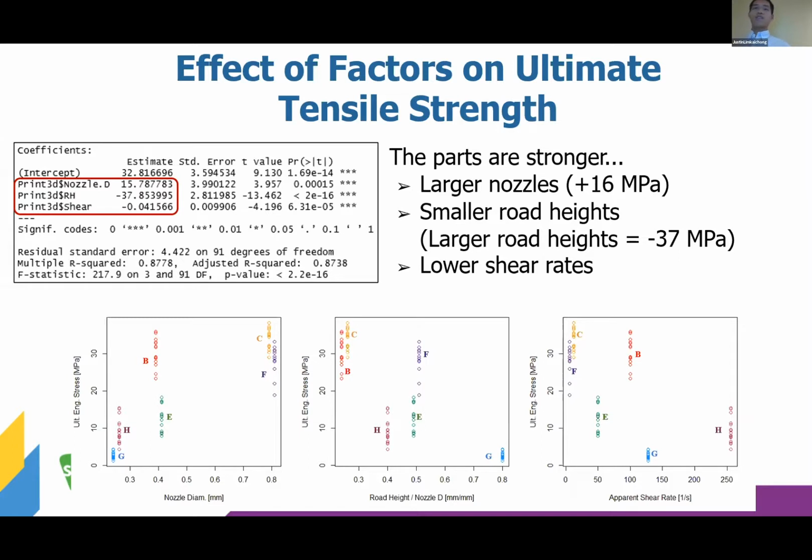Moreover, in terms of printing at a higher road height, you see this large decrease in tensile strength. Again, this can be attributed to poor interlayer adhesion, and basically you'd see that beading effect that you don't really want. In terms of printing faster or slower, or shear rate, it is statistically significant to say that it does affect our tensile strength, but it's very minor in the whole grand scheme of things.